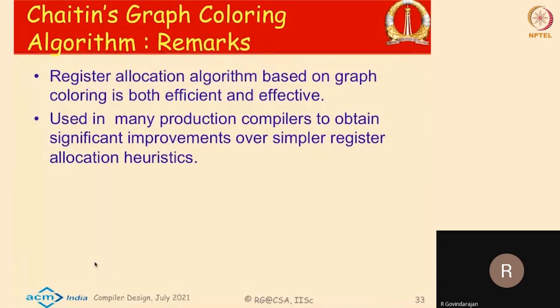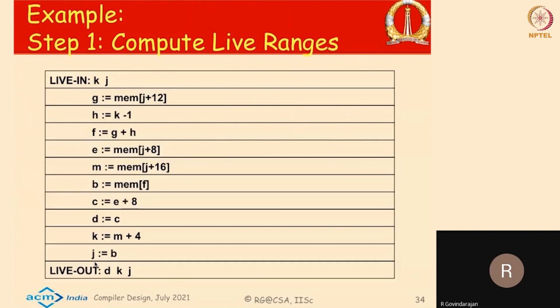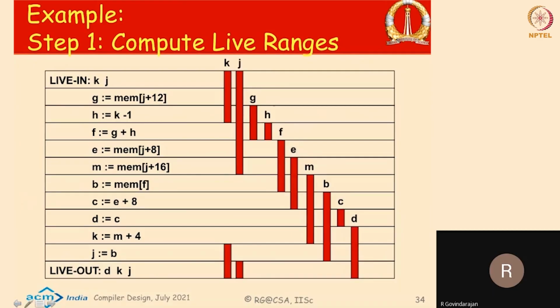So this is a very effective algorithm. It is efficient as well and is used in many production compilers. Okay, so here is an example. Again, I'm not going to go into all the details here. This is a program which is actually iterative. There is a loop here. But forget about all of those things. Let's say that these are the live ranges of these variables.